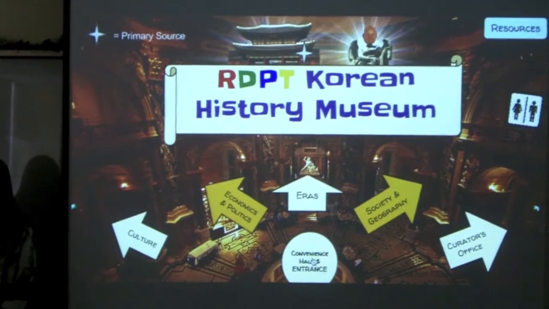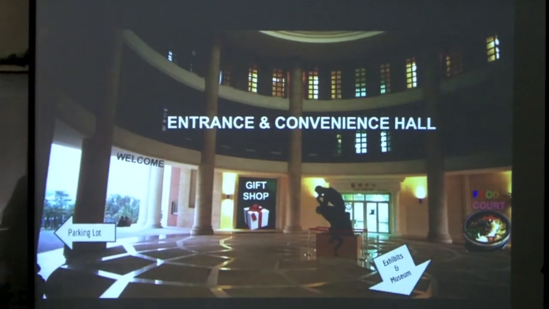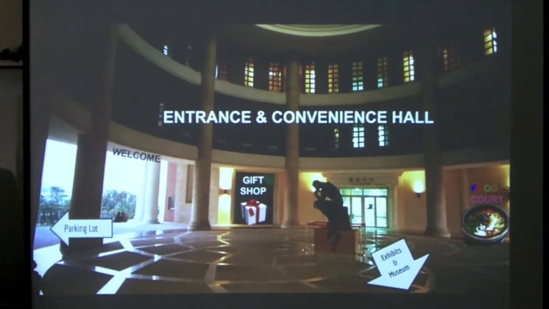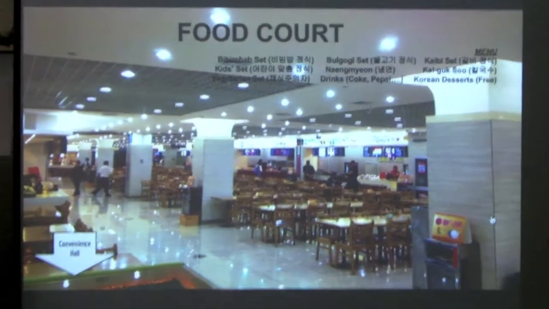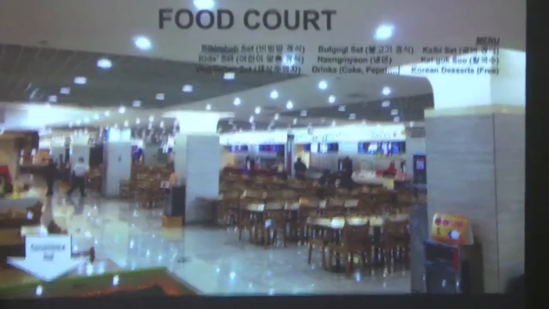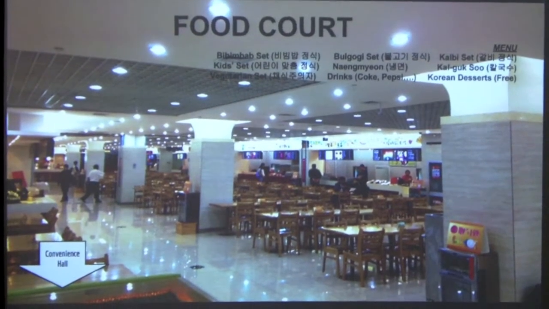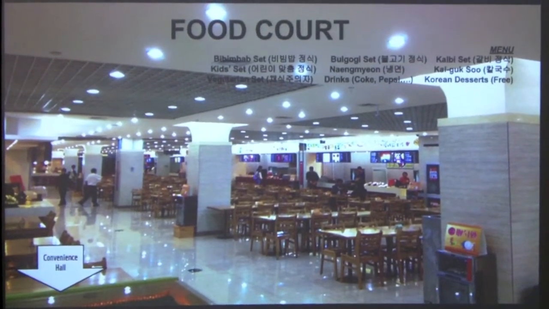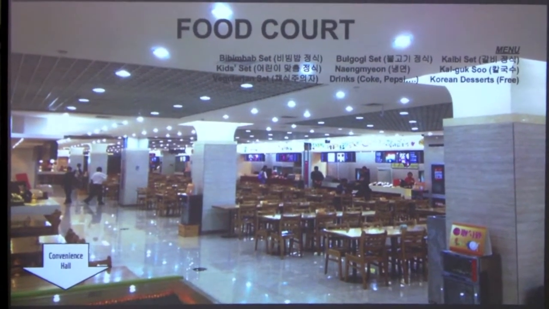So next is the convenience hall in the entrance. So we first have a food court right there. So the food court has a lot of various menus such as bibimbap set, which is bibimbap 정식, and bulgogi set, bulgogi 정식, 냉면, and various other stuff. And there's also the kids set, which is 어린이 맞춤 정식.